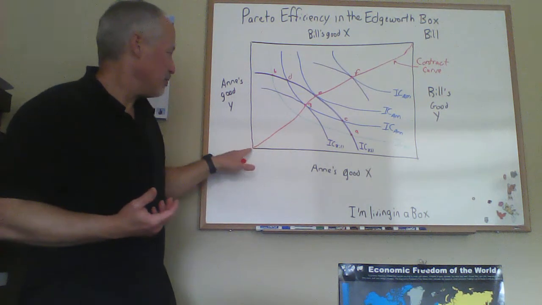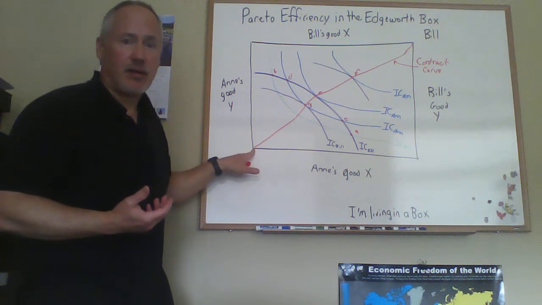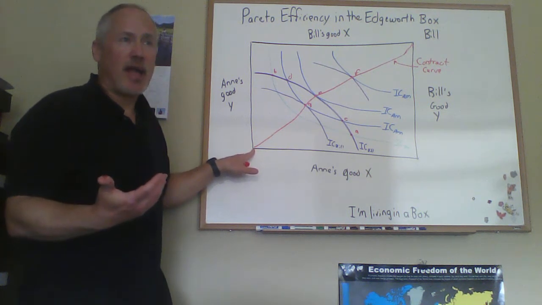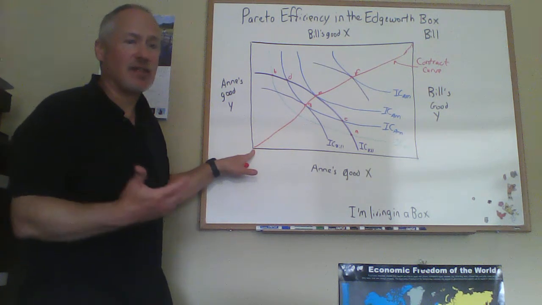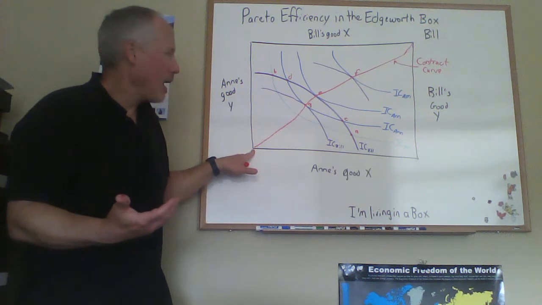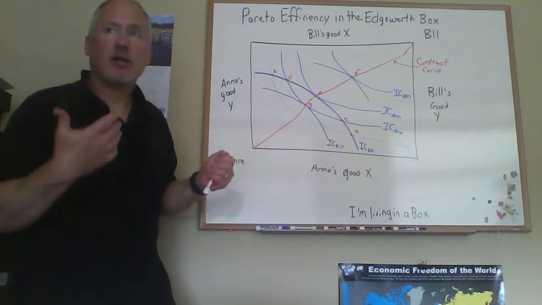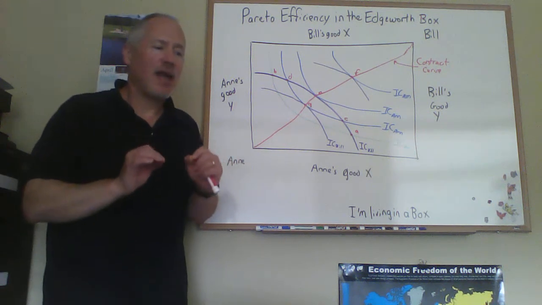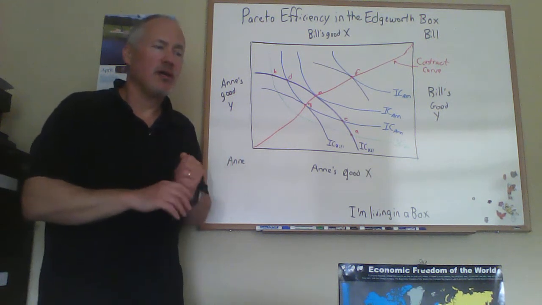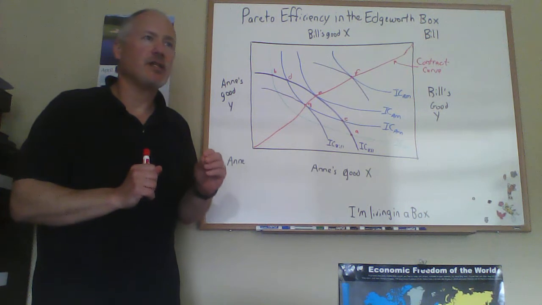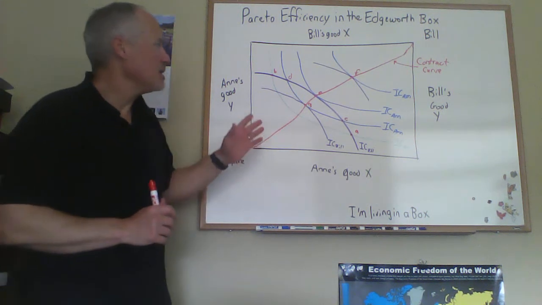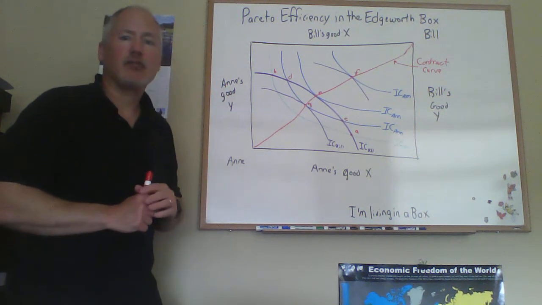Because if Bill has everything in our economy, the only way to make Ann better off is to take something from Bill. And Pareto optimality wouldn't allow that. So Pareto optimality, or Pareto efficiency, doesn't say anything about distribution. The only thing that Pareto efficiency is concerned about is maximizing the gains from trade.